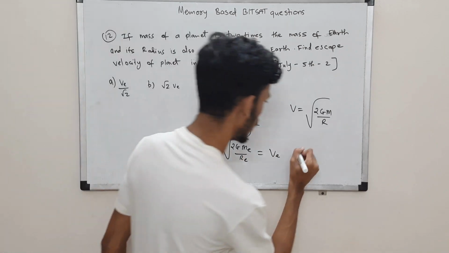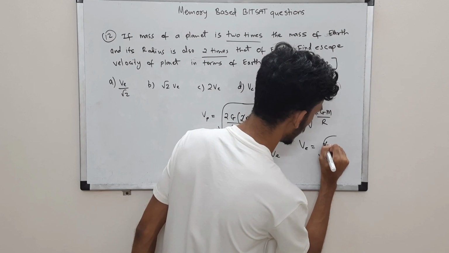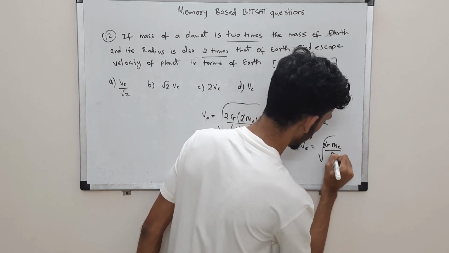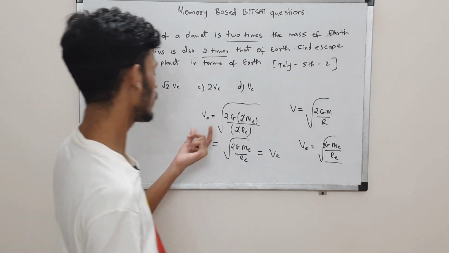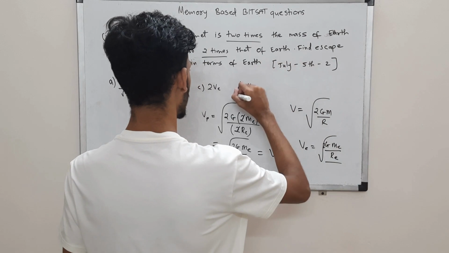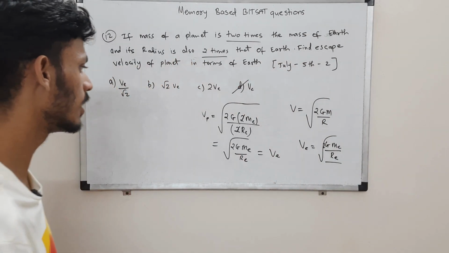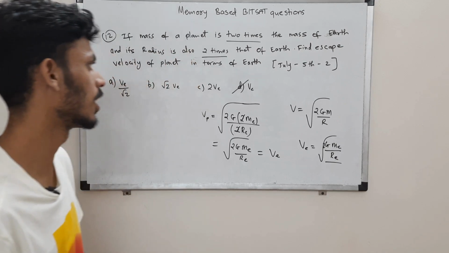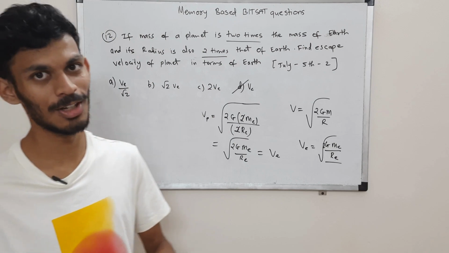The escape velocity of Earth is simply given as this, where m and g you replace by mass of Earth and radius of Earth, which is same as this, right? So basically the escape velocity from the planet is same as the escape velocity from Earth. So D, which is equal to V, is the correct choice over here. The 2 factors are cancelling out each other, as you can see. So over to the next question.